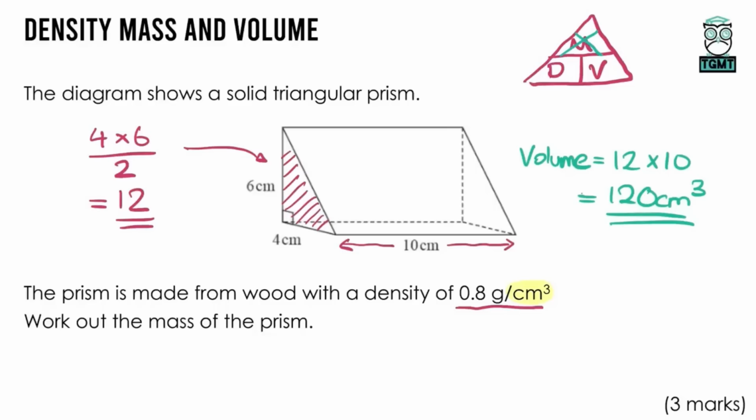So we already established we're going to do the density times the volume as we're working out the mass. So 0.8 being the density multiplied by 120, which is the volume that we've calculated, and 0.8 times 120 is 96. Now the units for the mass are also in the question. We're told grams here, so we know that the mass is in grams. And there we go, 96 grams is our final answer.